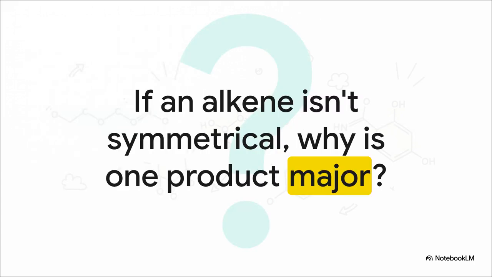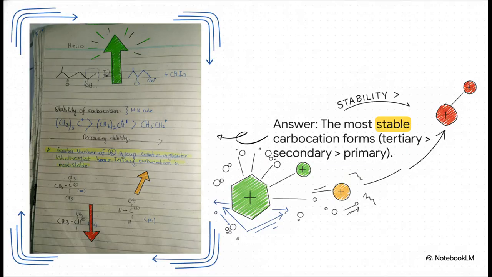Now, that all works perfectly for a nice symmetrical molecule. But what happens if the alkene is lopsided? All of a sudden, the bromine could add in two different ways, creating two different products. So why does the reaction almost always prefer to make one over the other? The answer, as it so often is in chemistry, comes down to stability. It turns out that not all carbocations are created equal. The reaction will always choose the path that forms the most stable carbocation along the way.